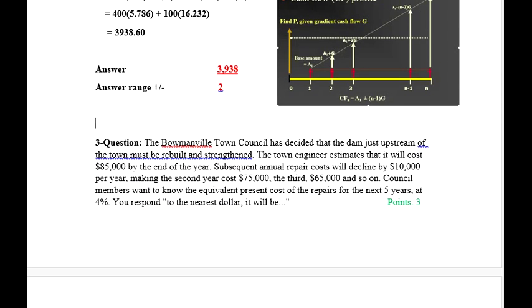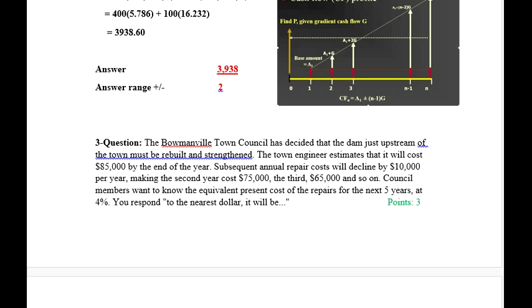Third question. The Bowmanville Town Council has decided that the dam just upstream of the town must be rebuilt and strengthened. The town engineer estimates that it will cost $85,000 by the end of the year. Subsequent annual repair costs will decline, please note the word decline, by $10,000 per year, making the second year cost $75,000, and the third year $65,000, and so on. Council members want to know the equivalent present cost of the repairs for the next 5 years at 4%.